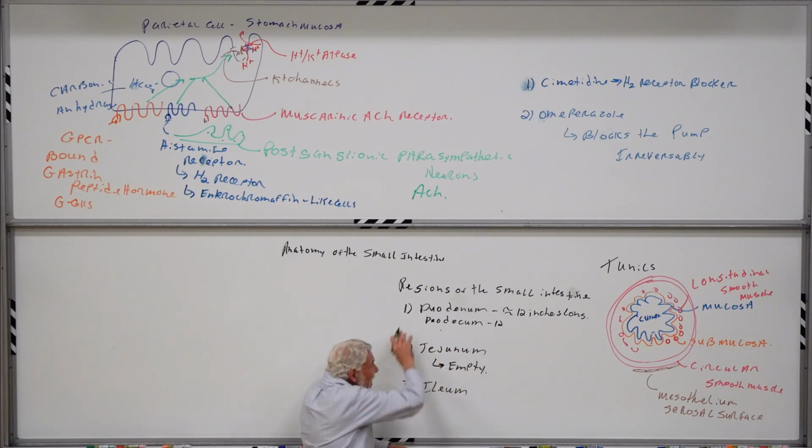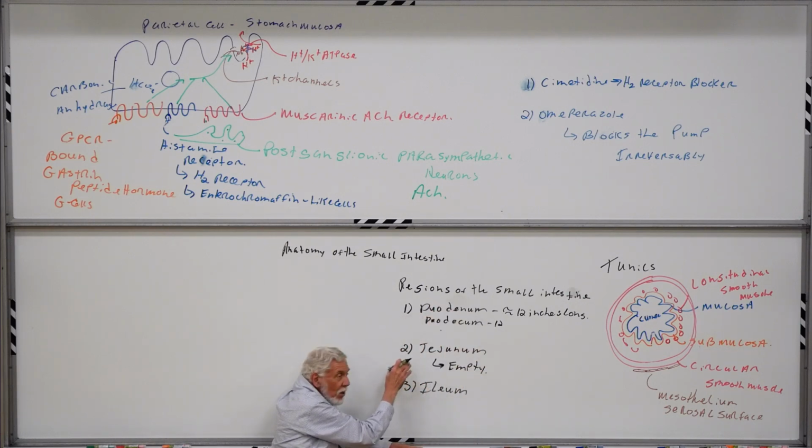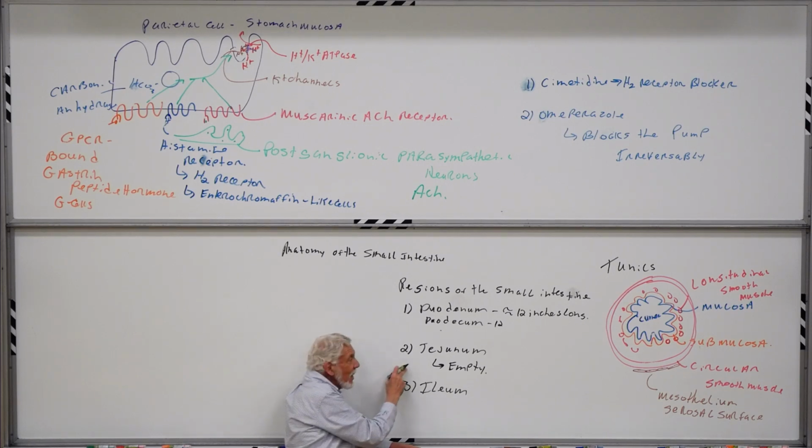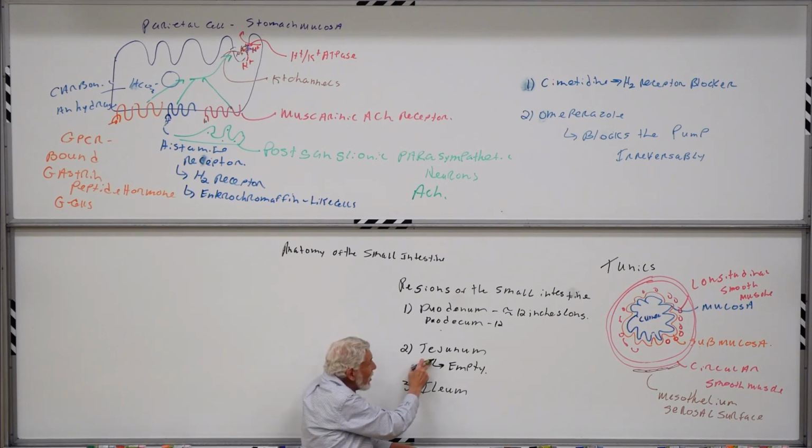Because again, in the late Middle Ages, early Renaissance, when they first were doing these dissections, they were doing them on people who'd been executed. These people hadn't eaten for a while. And so there was nothing in this region of the intestine, so it comes from the Latin jejunum, meaning empty.